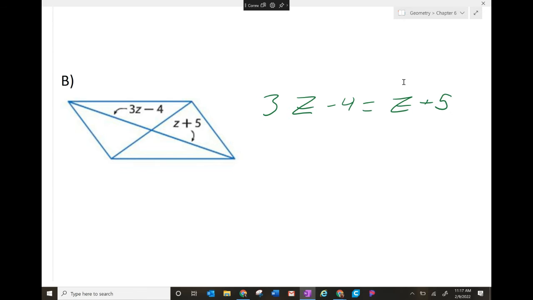These ones are both going to be set equal to each other. So it'd be 3z minus 4 equals z plus 5.